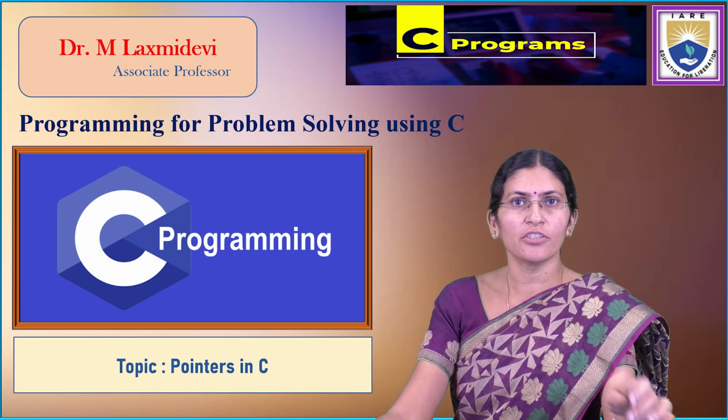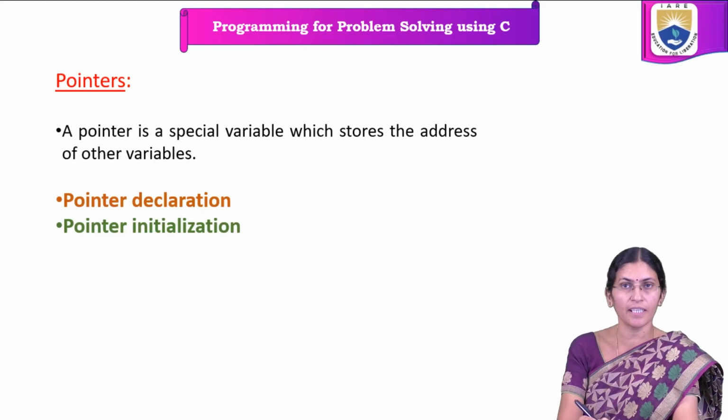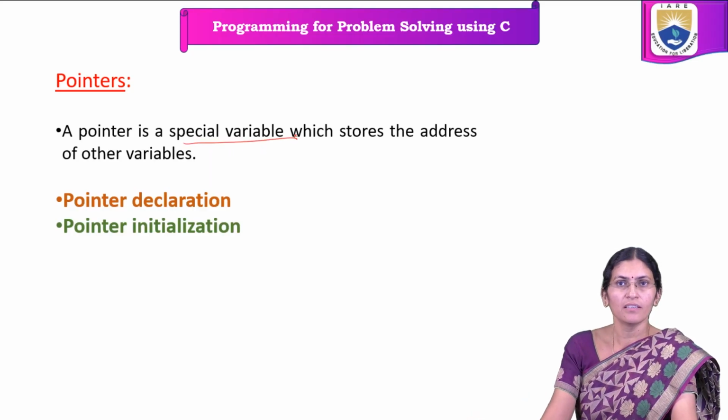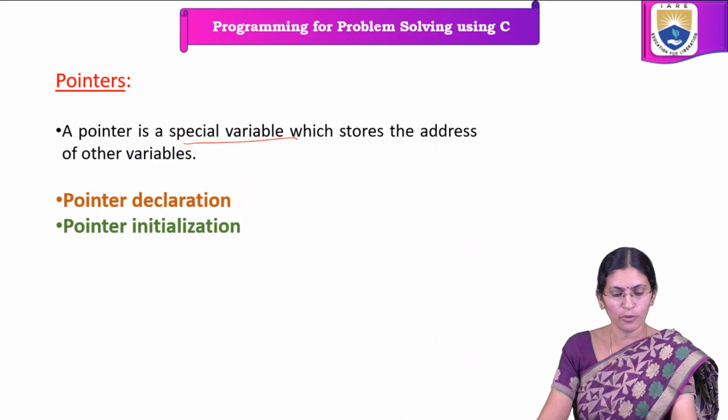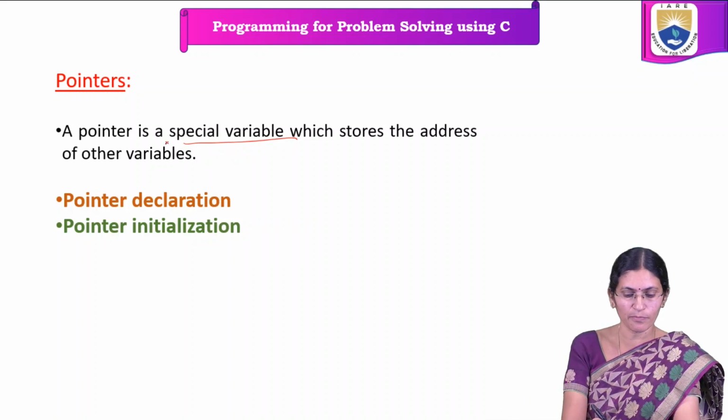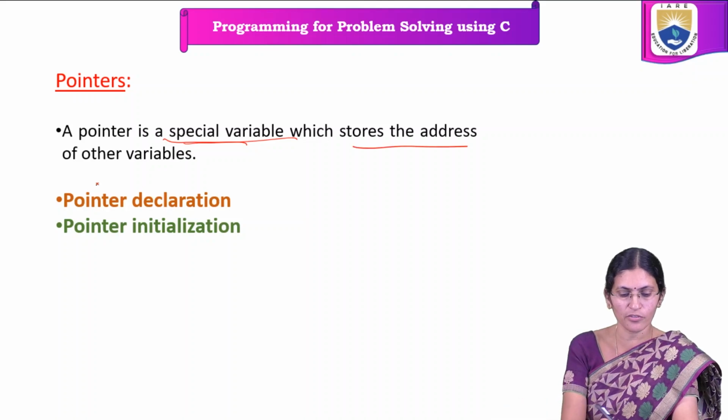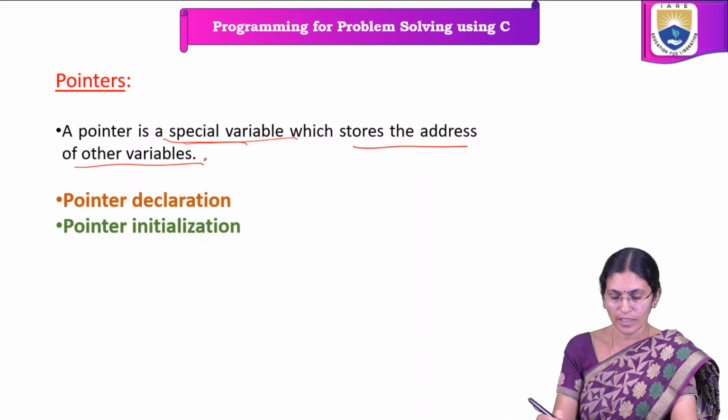Coming to the definition of pointer, we can say that a pointer is a special variable. We have variables, but a pointer is also a variable, a special variable which stores the address of another variable. So let us understand.